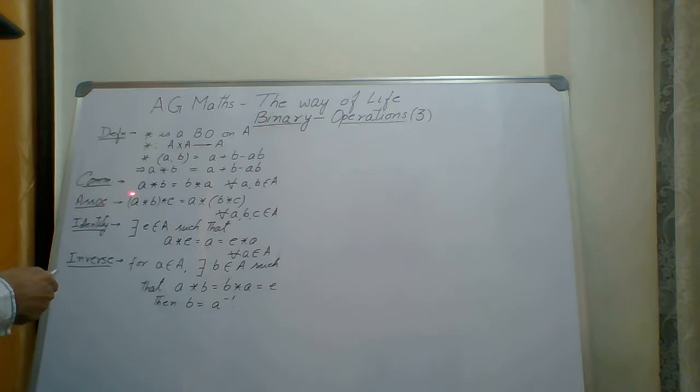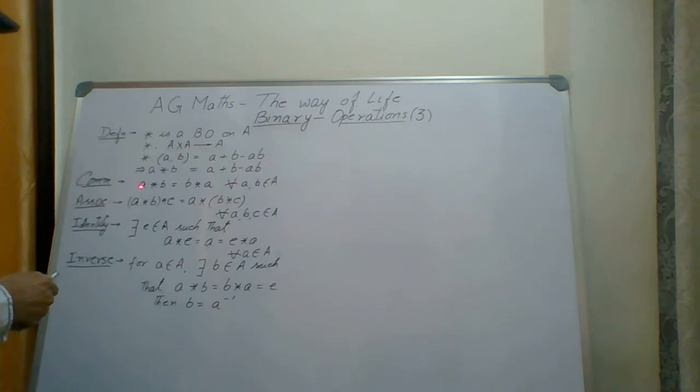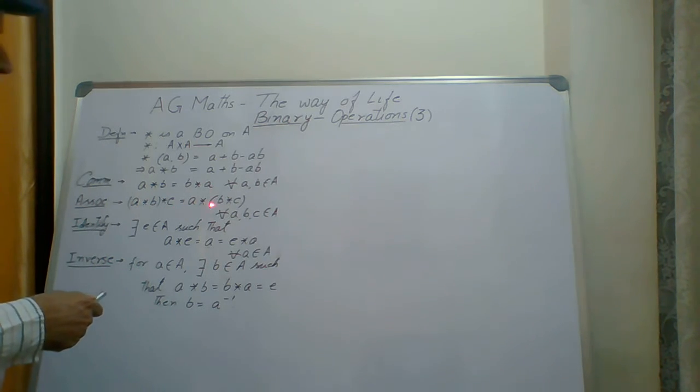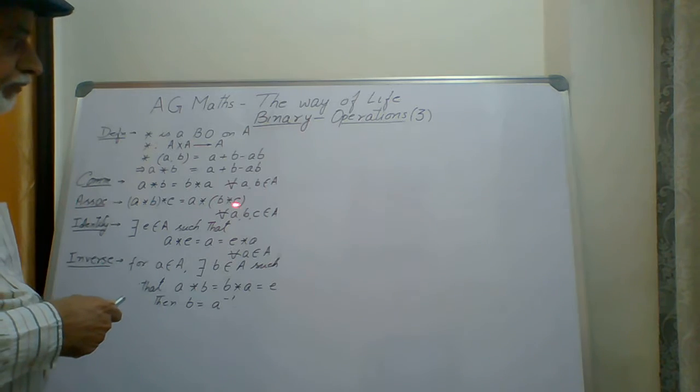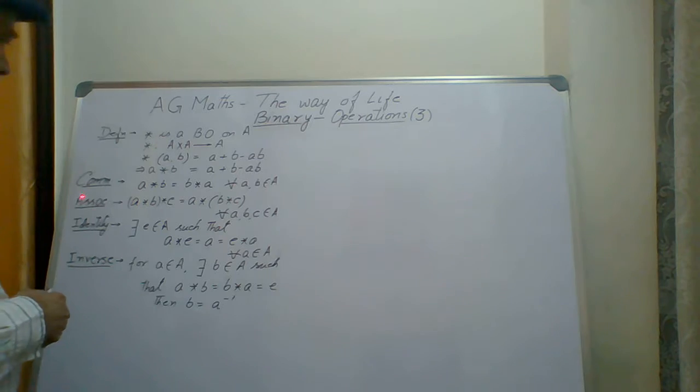Now commutativity we have already discussed. If two elements are there, A and B, belonging to a set A, for all A and B belonging to A, then A binary B is equal to B binary A, we call it a commutative property. Associative property: A binary B whole binary C is equal to A binary of B binary C, for all A, B, C belonging to A, then we say that it follows the associative property. Now identity, what is identity?